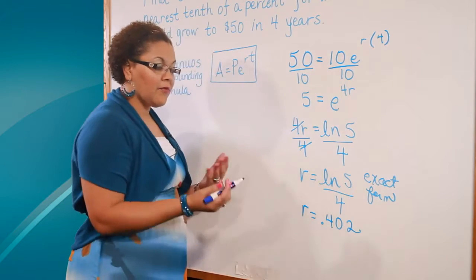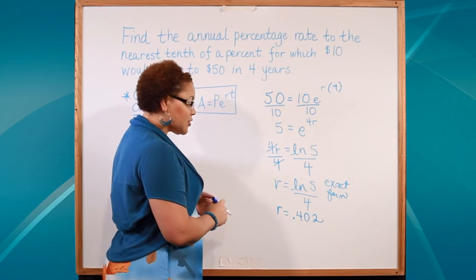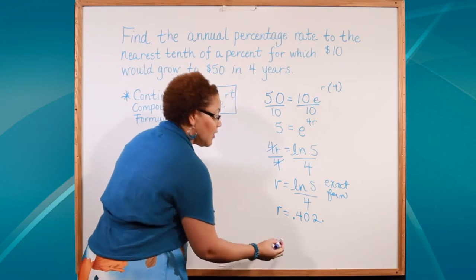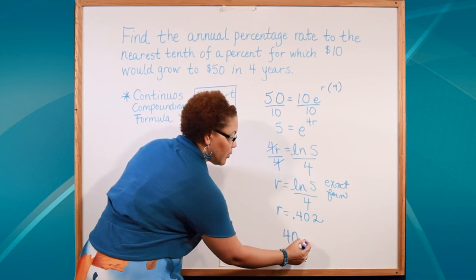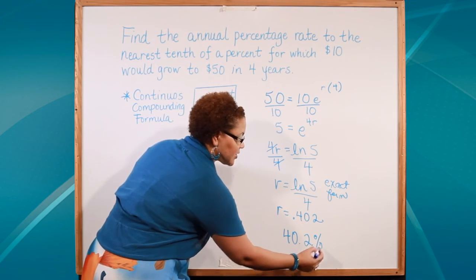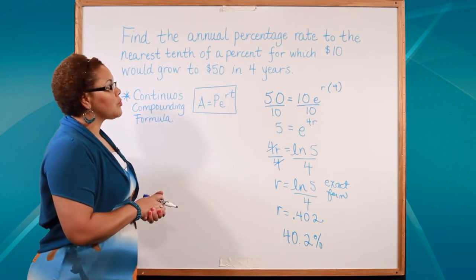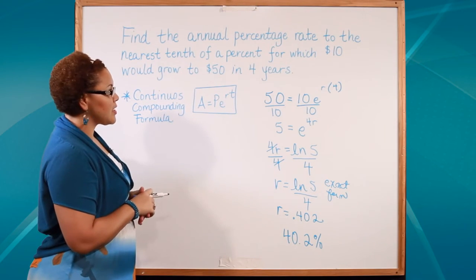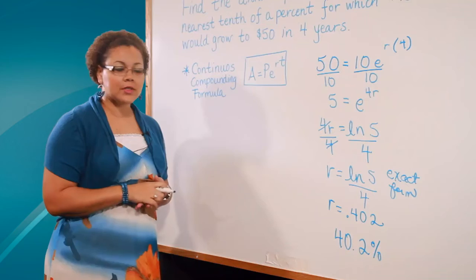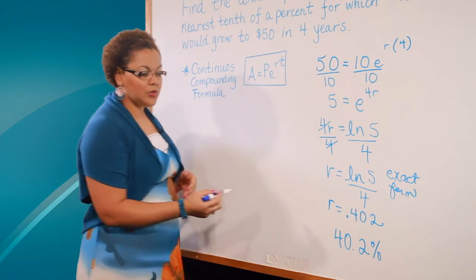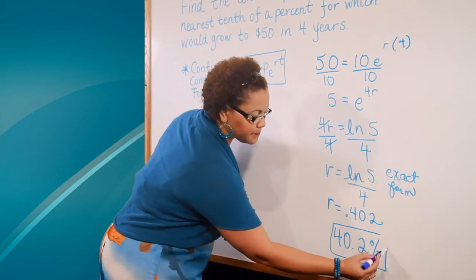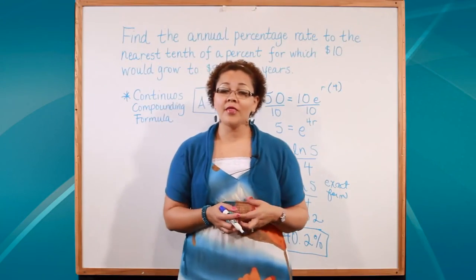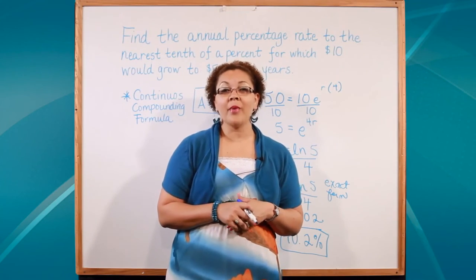0.402. And if I multiply that by 100% to get it in a percentage, this turns out to be 40.2%. So the annual percentage rate to the nearest tenth of a percent for which $10 would grow to $50 is 40.2%. And this is how you find the rate using the continuously compounding formula.